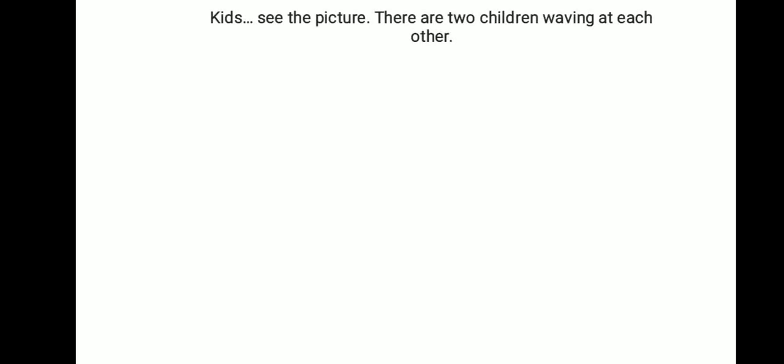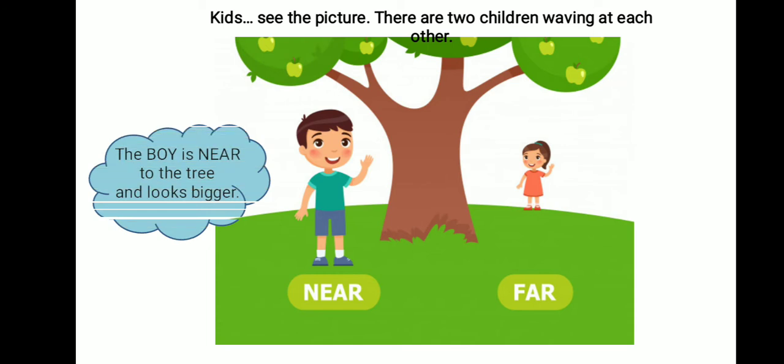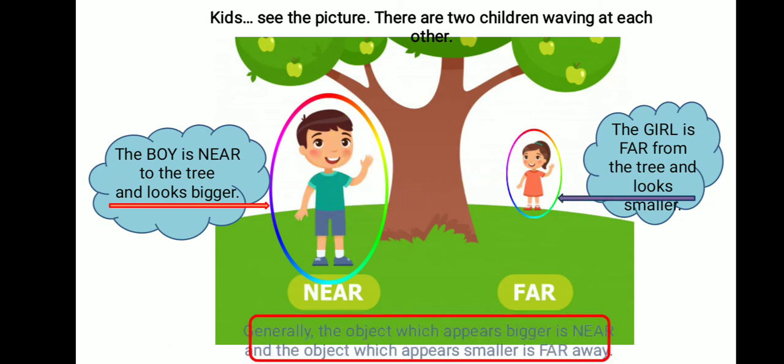Okay, so now kids, see the picture. There are two children waving at each other. Now see, this boy is waving to this girl. The boy is near to the tree, and that girl is far from the tree.